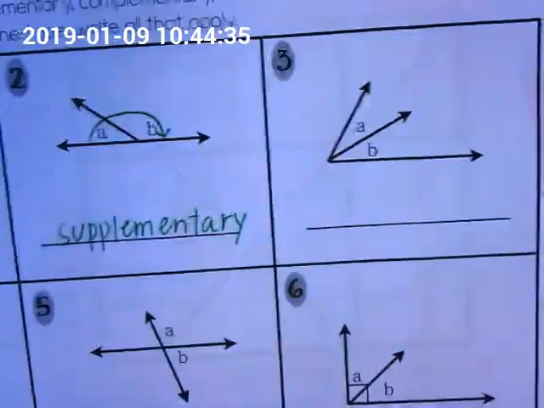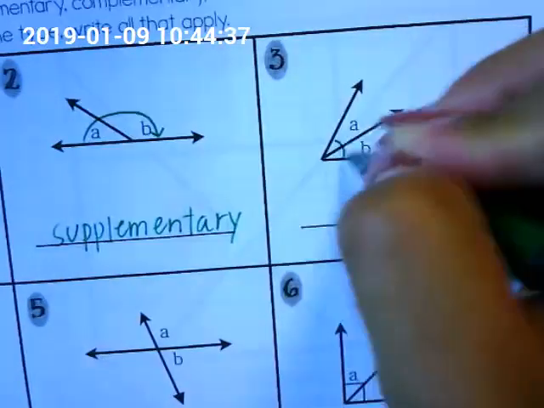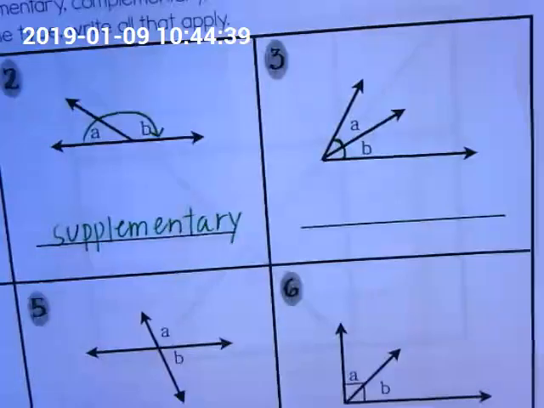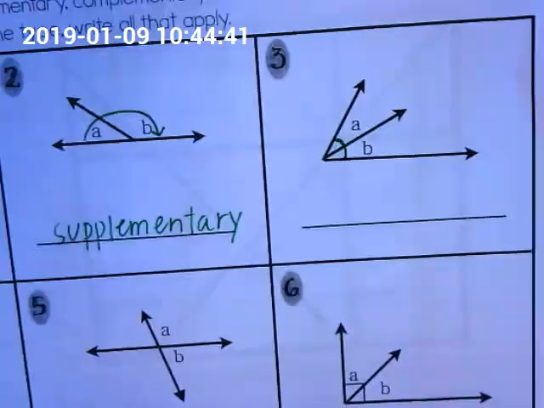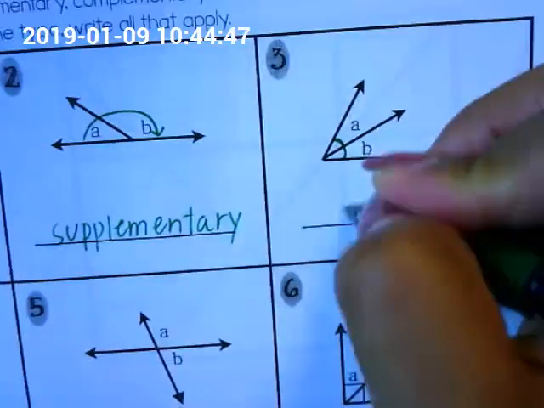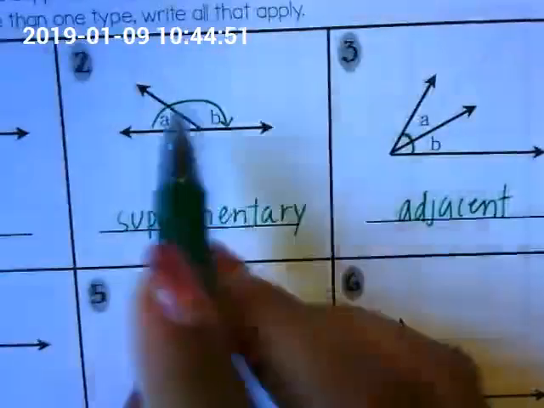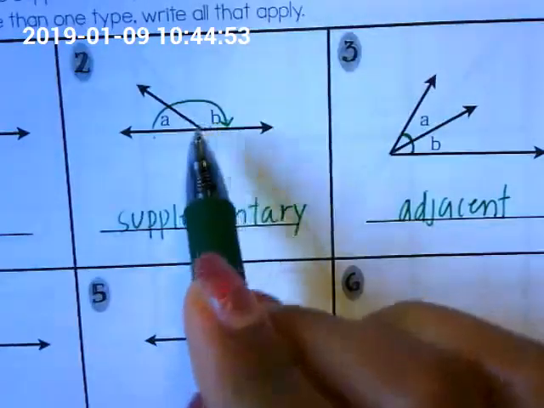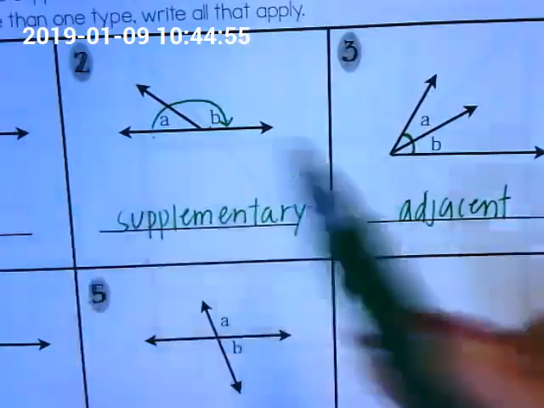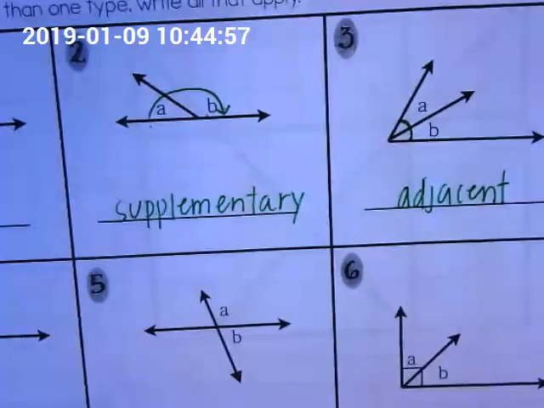Number 3, these angles are next to each other, side by side, but they don't really make a 90 degree or 180 degree angle. So we're going to say that these are just adjacent. All right? Now we could say that these 2 are adjacent as well, but they have another relationship of being supplementary. So we will take supplementary over adjacent.